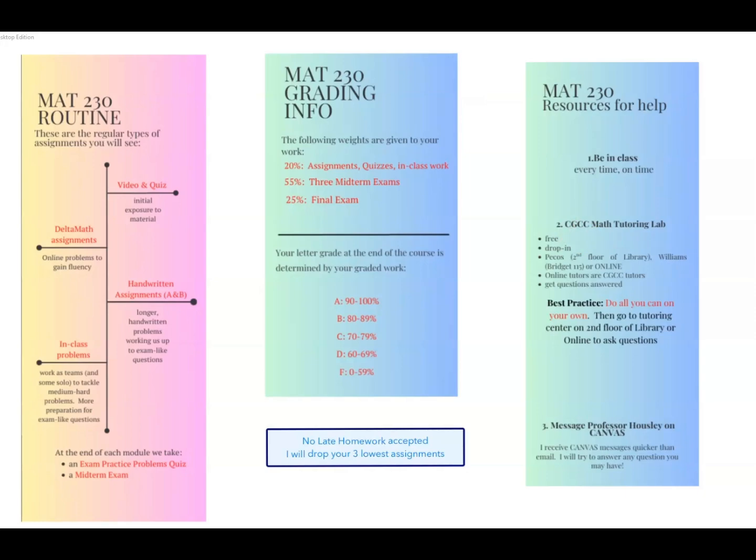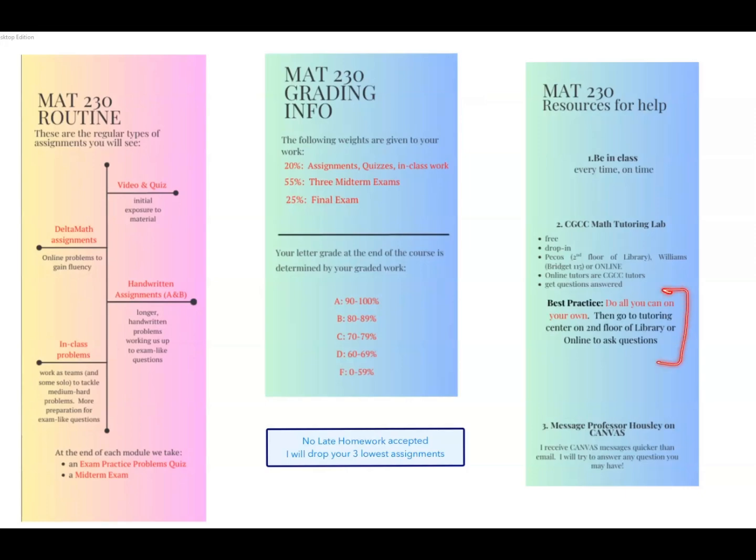If you're on Pecos, it's on the 2nd floor of the library. If you're on Williams campus, it's in Bridget Hall 115, or also online. If you're in Canvas, on the left side of your screen, there's a button that will take you to actual CGCC tutors that are just online. So if you're not able to make it to campus, that's another option. This is a good place to get questions answered. You don't want to be completely frustrated. These assignments are going to take time, but it's totally okay to reach out for help at any time.